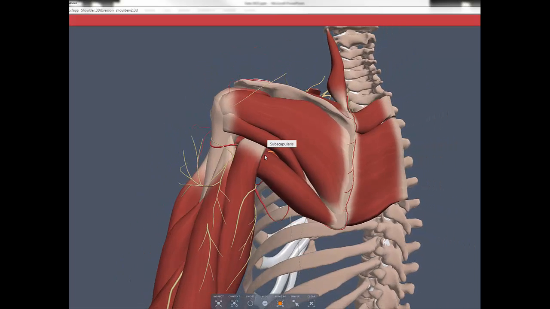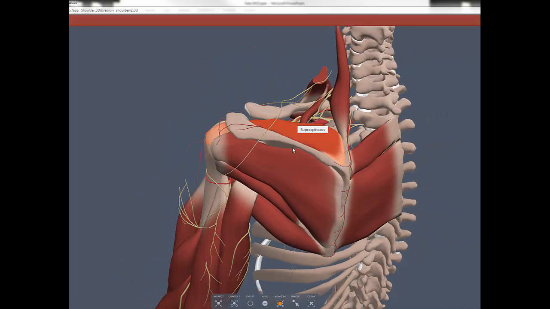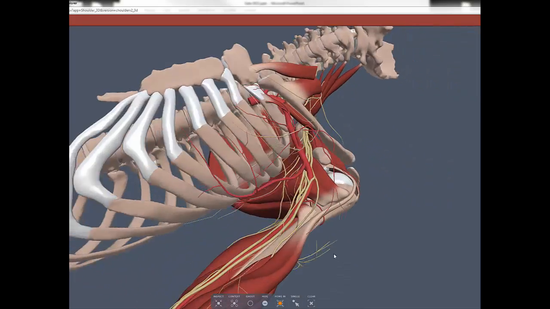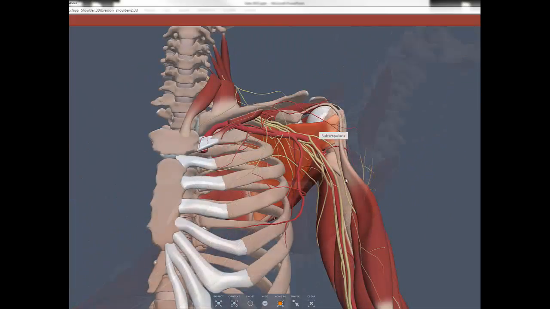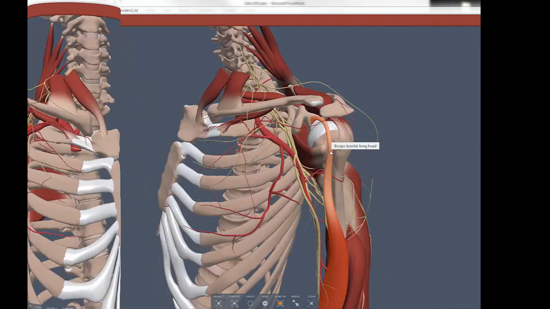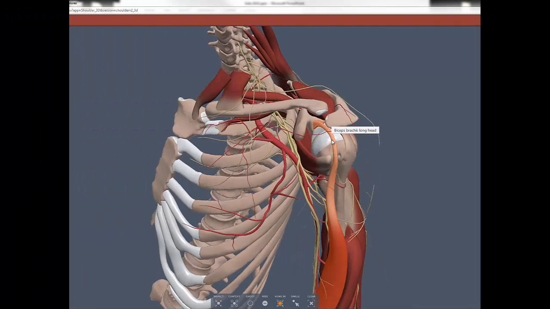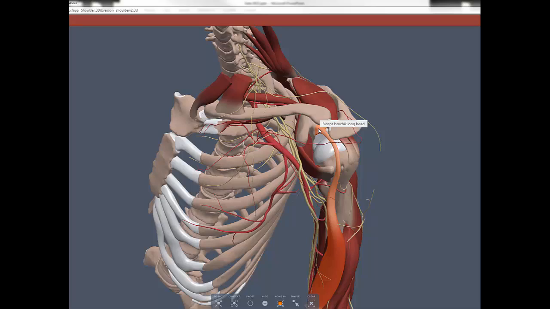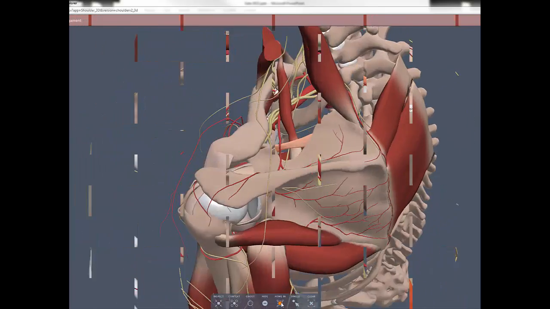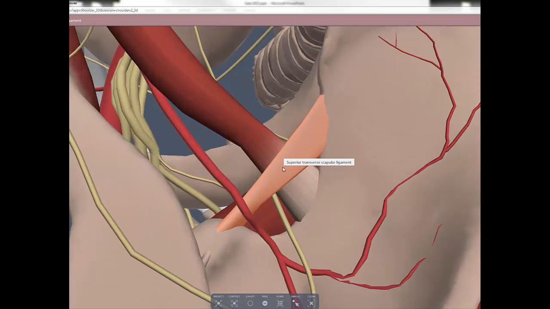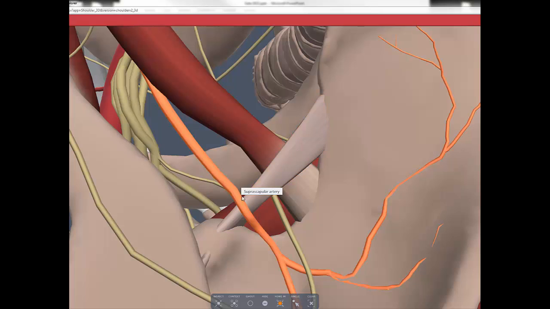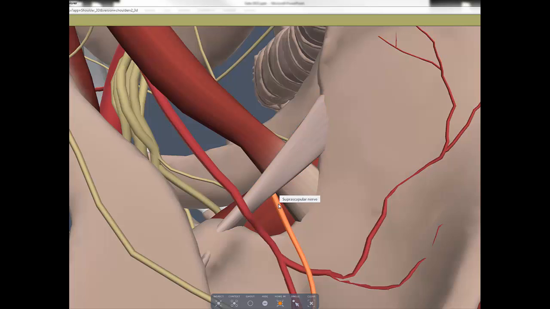Our rotator cuff muscles, the SITS muscles: supraspinatus, infraspinatus, teres minor, and going all the way around here, subscapularis. The tendon of the long head of the biceps goes through the glenoid cavity and attaches to the supraglenoid tubercle inside the cavity. Let's not forget about this here, the superior transverse scapular ligament, and our Army-Navy, which is the suprascapular artery and the suprascapular nerve.